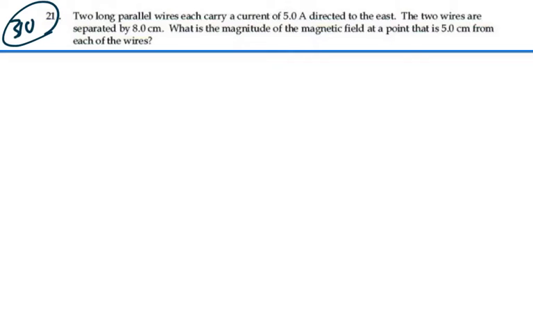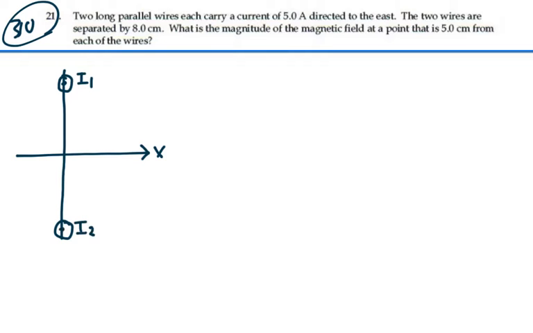If this point is 5 centimeters from each of the wires, it's not going to be in the same plane as the two wires themselves. So let's draw this with the two wires, two currents coming out of the page towards you. So here's our x-axis, and we have current I1 coming out of the page, and I2 also coming out of the page. That means they each would be 4 centimeters away from the origin, since they're 8 centimeters apart.